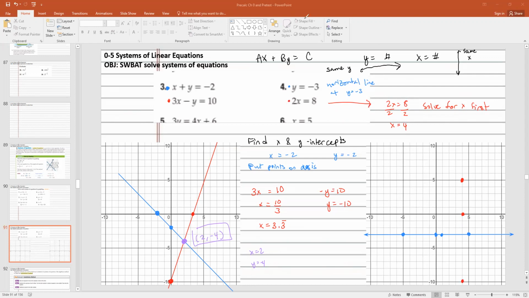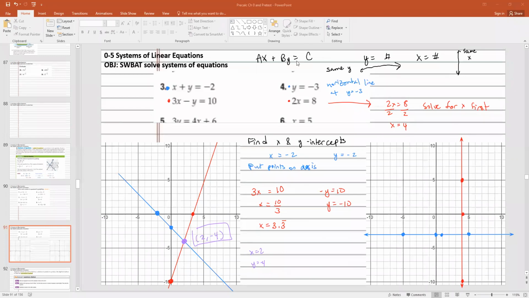Okay, so this is the one that has no slope. So y equals has a slope of 0, but x equals has an undefined slope, this vertical line. All right, that's close enough. And there you go. So that's what that one looks like.